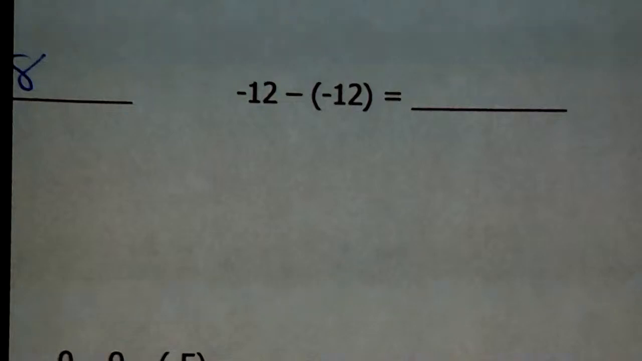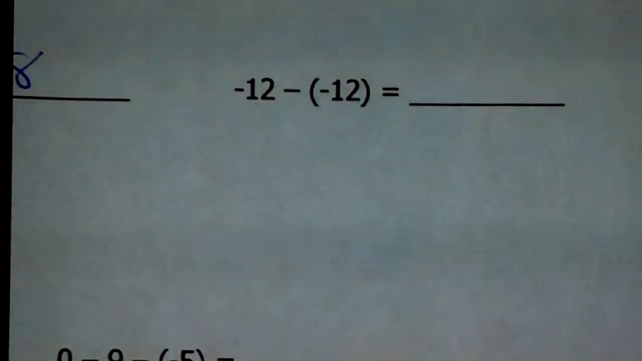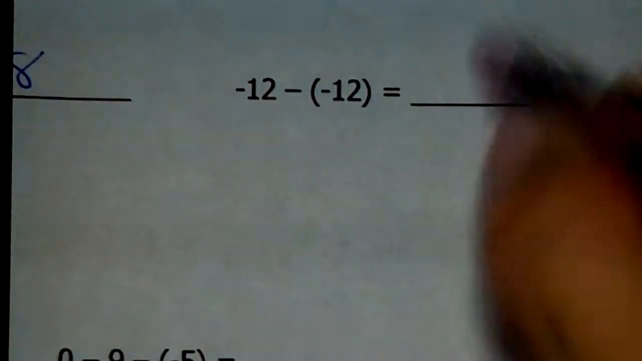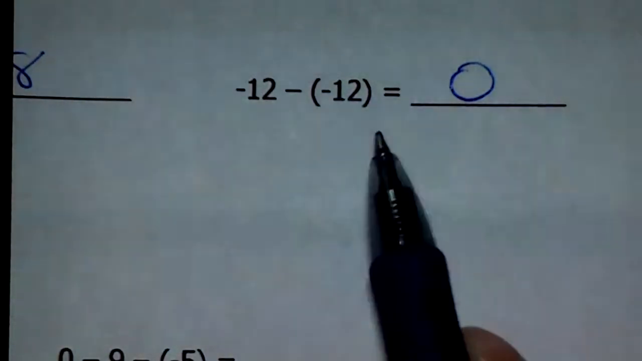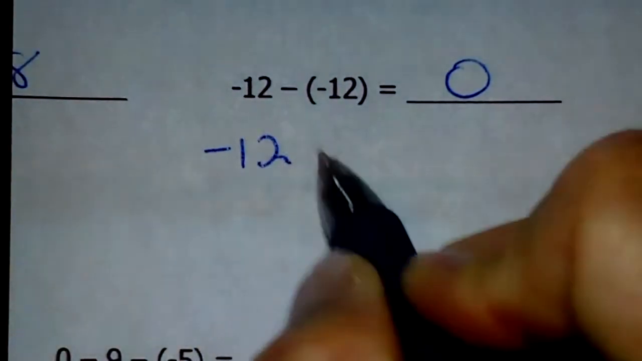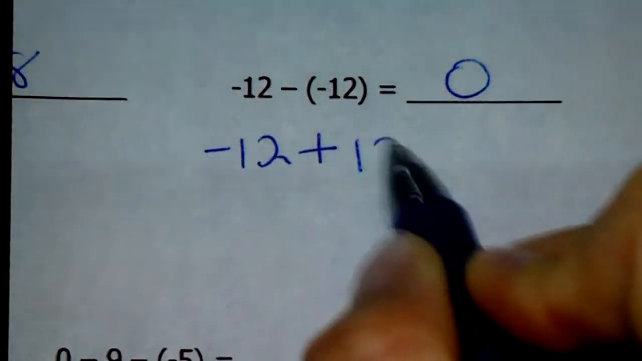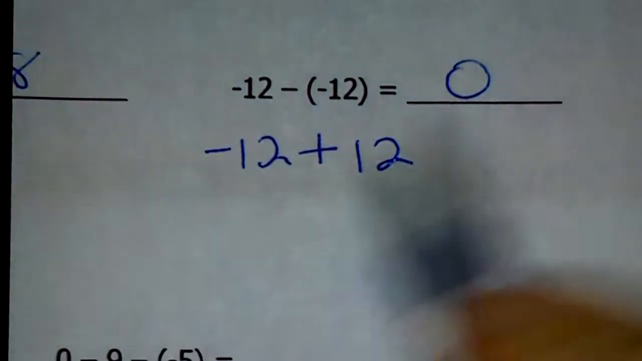All right, negative 12 minus negative 12. Now some of you look at this and you think, well, any number that you're subtracting from itself is 0. Just to prove it, keep, change, that was a negative 12, is now a positive 12. I'm adding opposites, right? That means 0. All right, we're down to the last two.